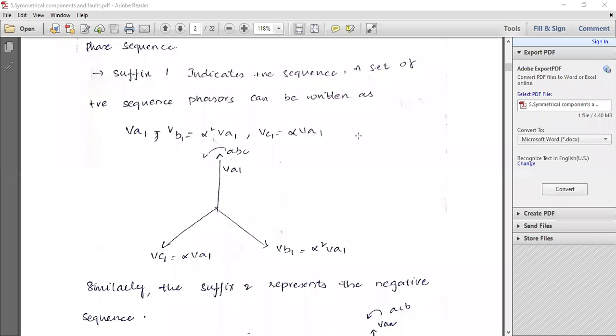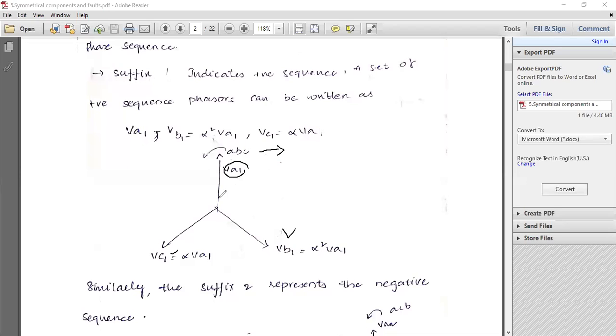Now you see here, this is a phase sequence. We are considering that ABC is the phase sequence. That too, we are able to represent VA1, VB1, VC1. These are positive sequence phasors. We are considering VA1 as a reference and expressing VB1 and VC1 in terms of VA1. This is our intention now.